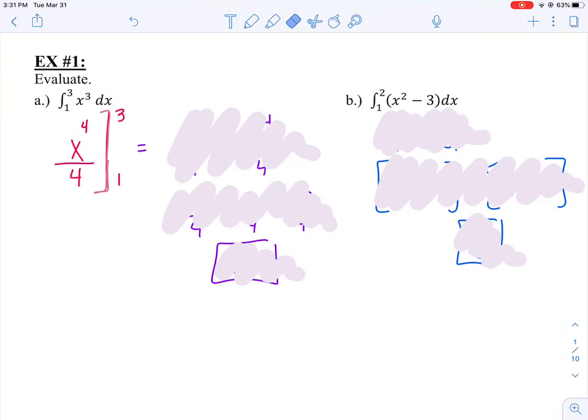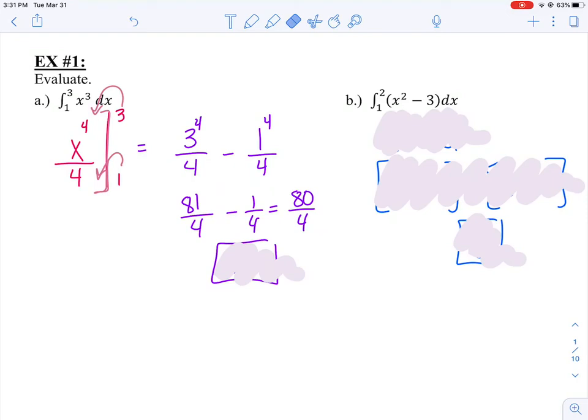What I'm going to do now is figure out what the value is of this at my endpoints, so my upper limit minus my lower limit. So I'm going to try to find the value from 1 to 3. You find the value at 3, you find the value at 1, and you subtract them. So I plugged in my upper limit, my 3. I plugged in my lower limit, my 1. I ended up getting 81 over 4 minus 1 over 4, or 80 over 4.